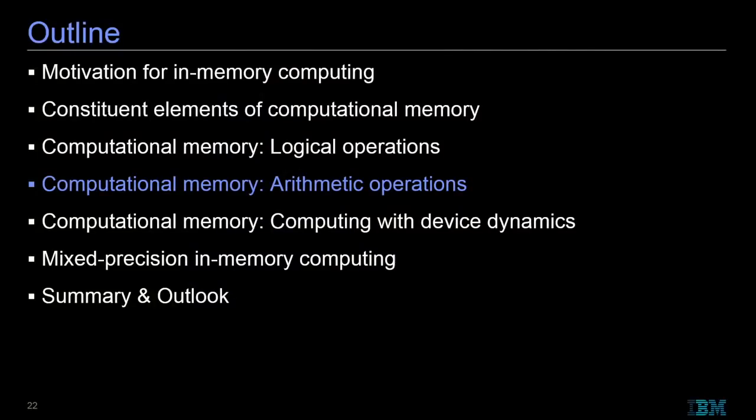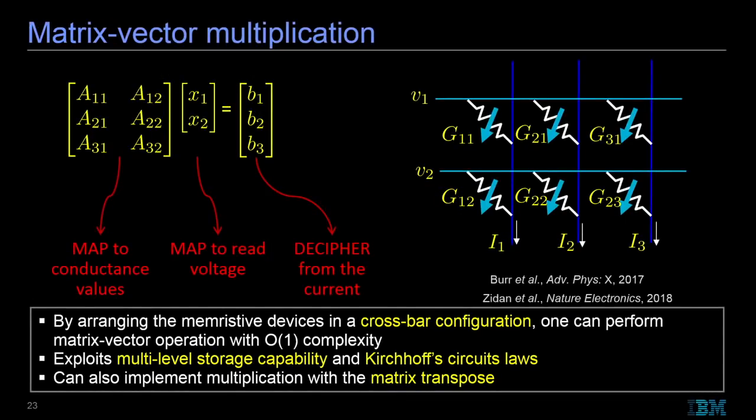Okay, so I will now move on to arithmetic operations using computational memory, right? One of the arithmetic operations that you can perform using these devices is matrix vector multiplication. So suppose you want to perform Ax equal to b, then what you typically do is arrange these resistive memory devices in a crossbar configuration as shown here. Then you map the conductance values of these devices proportional to the A values here, right? So G11 is proportional to A11. Then you apply voltage signals along the rows, which are proportional to the x values. If you do that, then the current that flows through the column would be proportional to the result b, right?